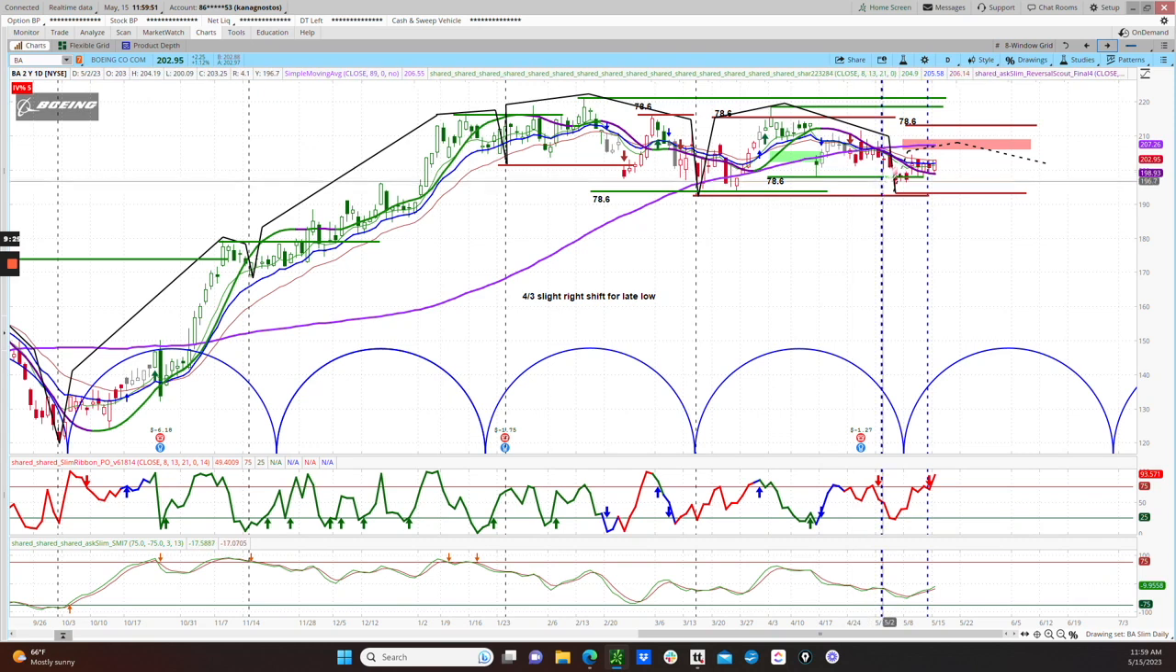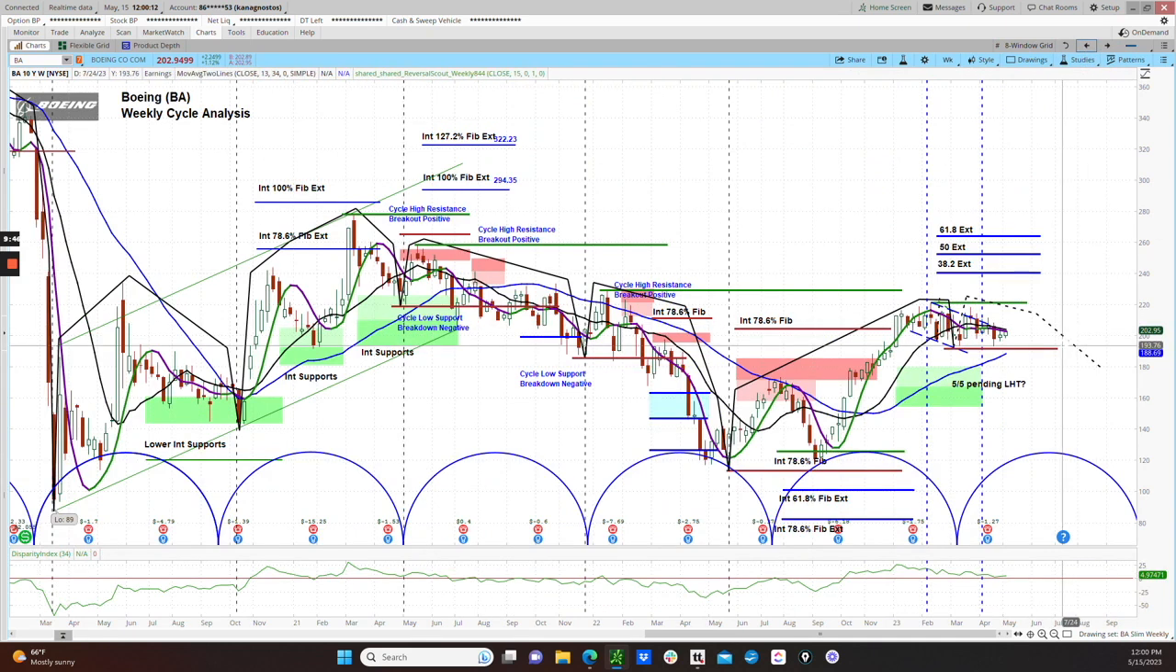So with a flat cycle like this under negative momentum conditions, we would not expect Boeing to make a new high in this daily cycle. We have a 78.6% fib up here at 213, which would be a conservative upside. For a downside level, we can go back over to that weekly chart, and there's a 38.2% fib level right around the 180 level.